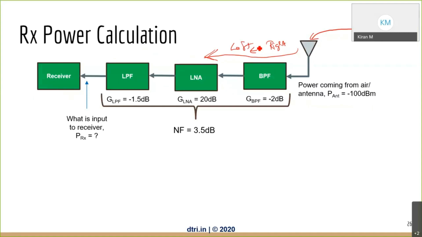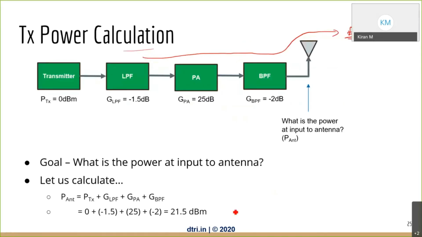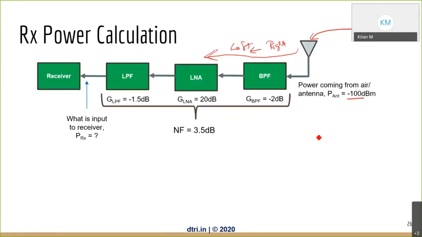So this is a receiver system that is given to you. Again we have an antenna and I have given what is the input power coming to the antenna. If you look at the previous slide, see the difference here. Transmit power was 21.5 dBm. Compare this with the receiver power. See, it is very small. It is minus 100 dBm. Let's say this is the power that is entering the antenna. Then there is a bandpass filter. Let's say this is the loss that it is giving. Then there is an LNA, which is 20 dB gain. Then there is another low pass filter, which is giving minus 1.5 dB.